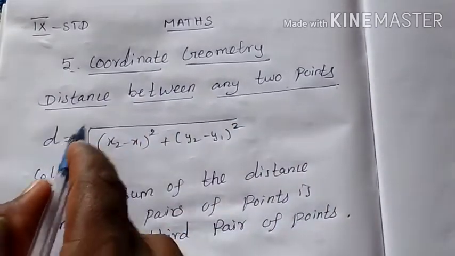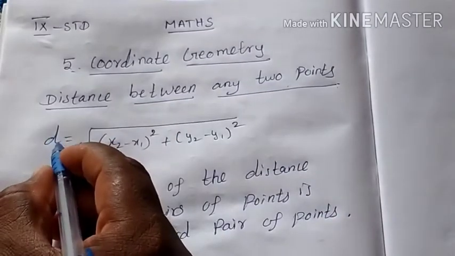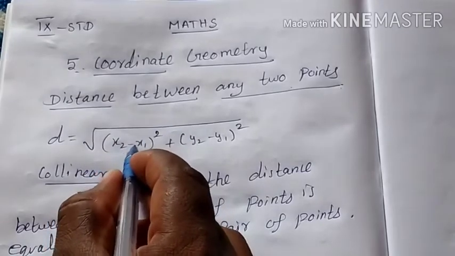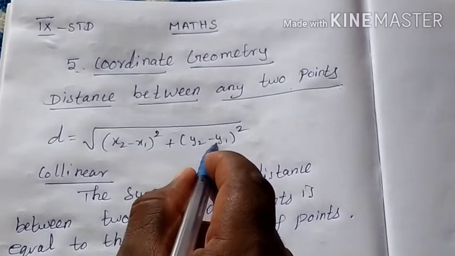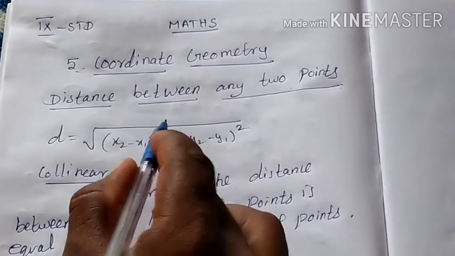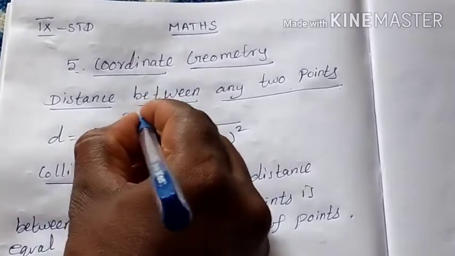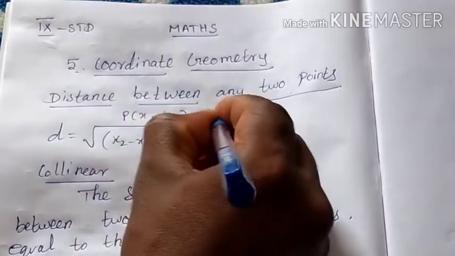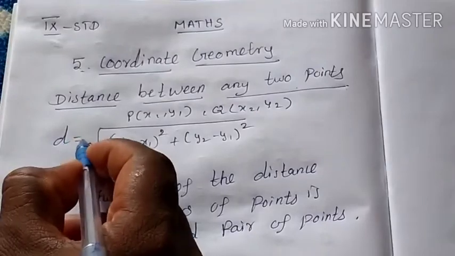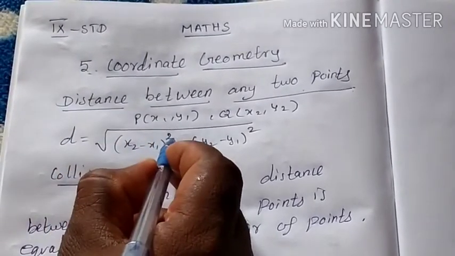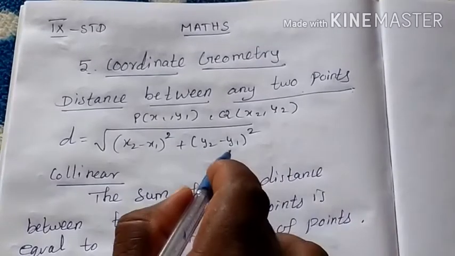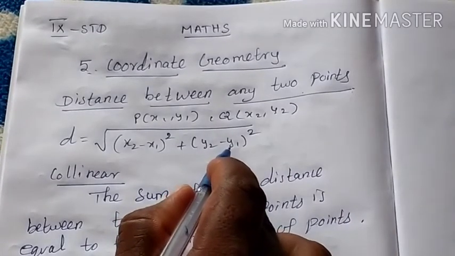The formula for distance between any two points, where d represents the distance, is d is equal to the square root of x2 minus x1 whole square plus y2 minus y1 whole square. Let us consider the point P is x1 comma y1 and point Q is x2 comma y2. This is your formula for distance between any two points.